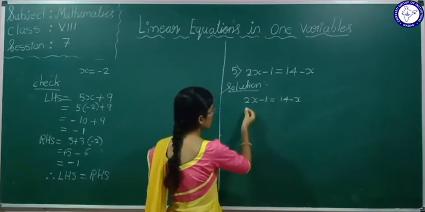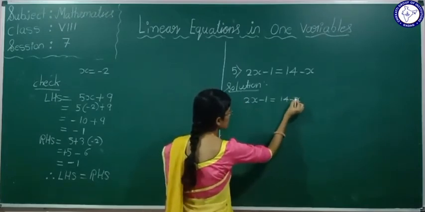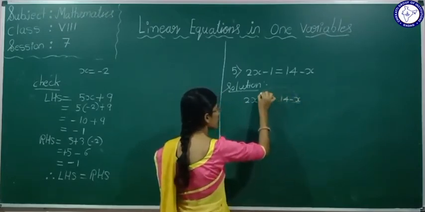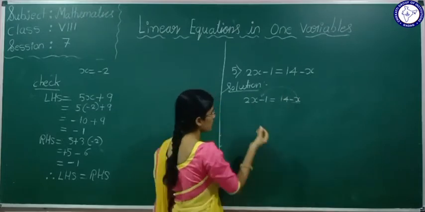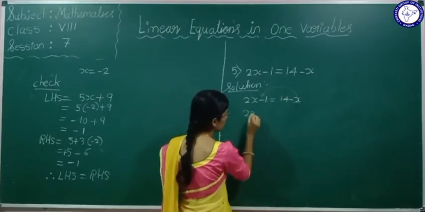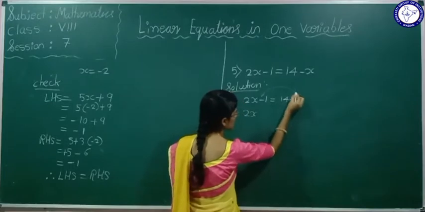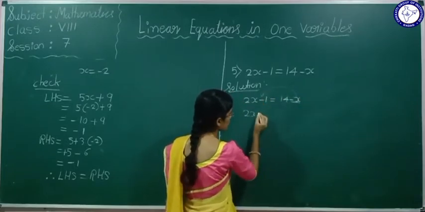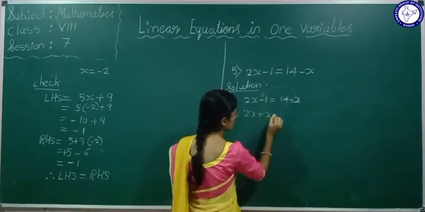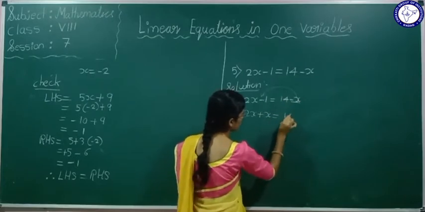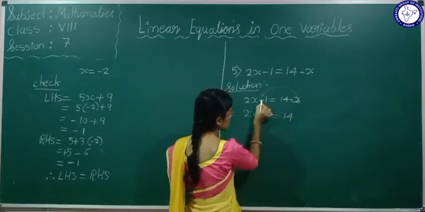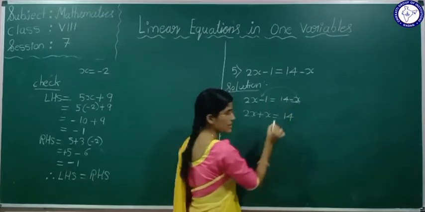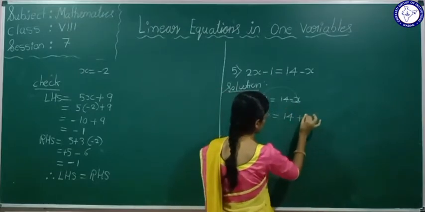Now we will transpose this x to the LHS. Now say what it will become? If you transpose this minus x to the LHS, it will become 2x plus x is equal to 14. Transpose this minus 1 to the RHS, it will become plus 1. Write here.